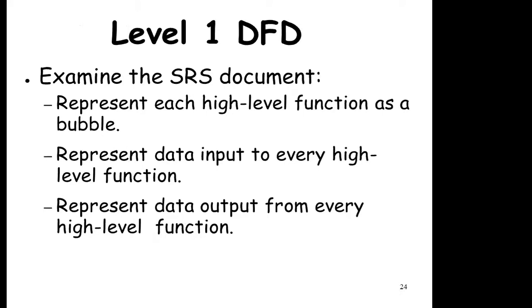Next, that is level 1. What is our system doing, what are the main functions of the system? The main high level functions of your system have to be represented in the level 1 DFD, where each high level function is represented with the help of one bubble. So each function is represented by one bubble. Every bubble can have a data input and data output.